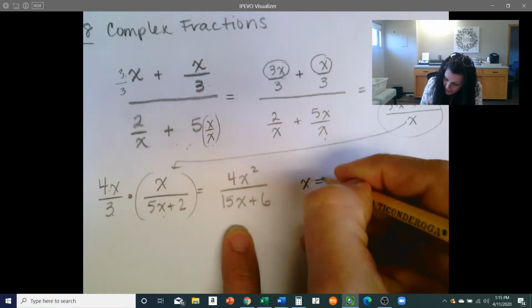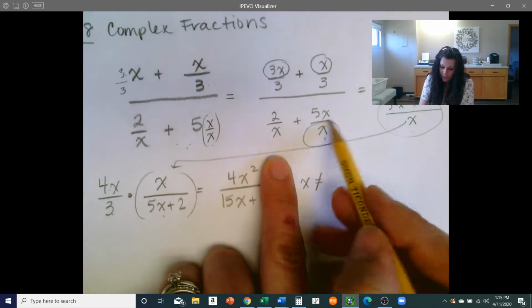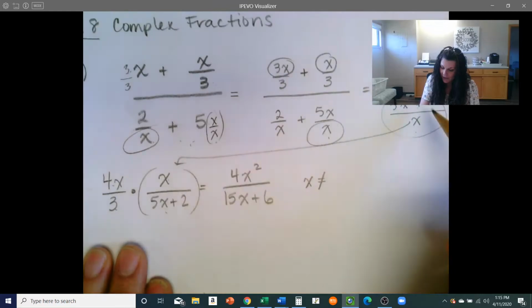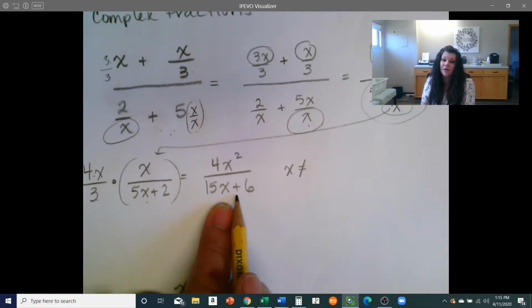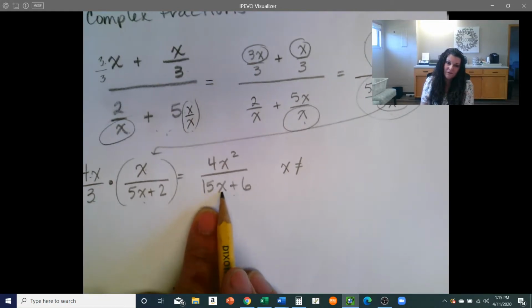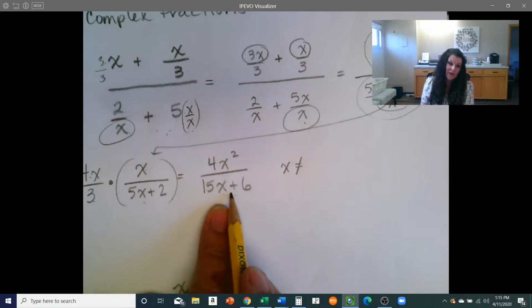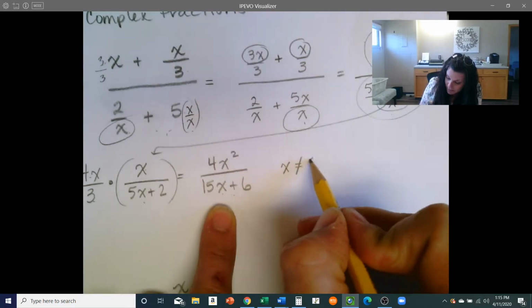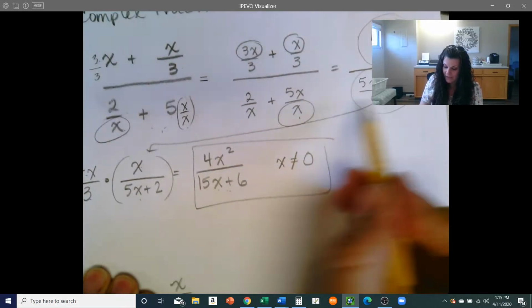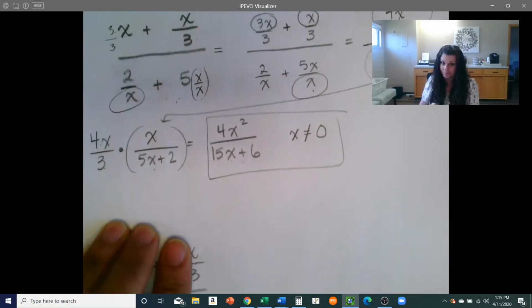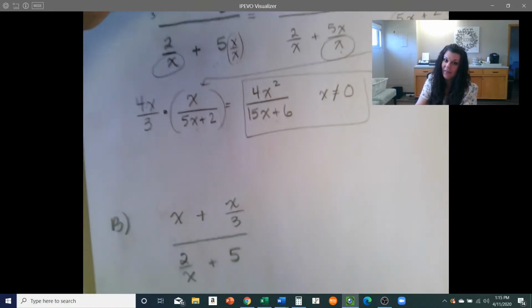And in this process, at a couple points here, I have x's in the denominator. And at the end, I don't have an x by itself as a factor. I have 15x plus 6, but not just x by itself. So I need to remember that x cannot be 0. Okay. Because I had it up here as a factor. Okay, now that's one way to do it.